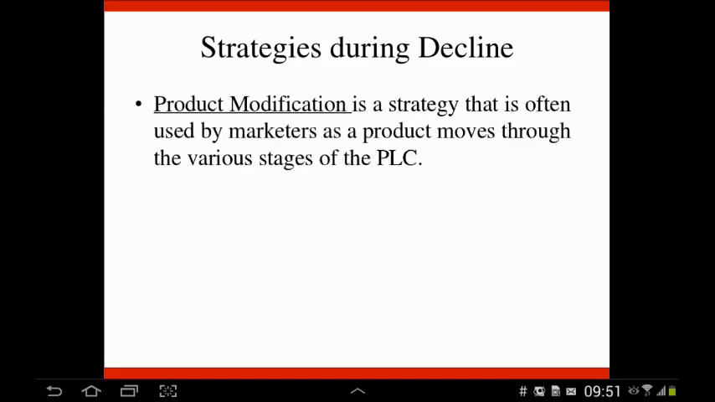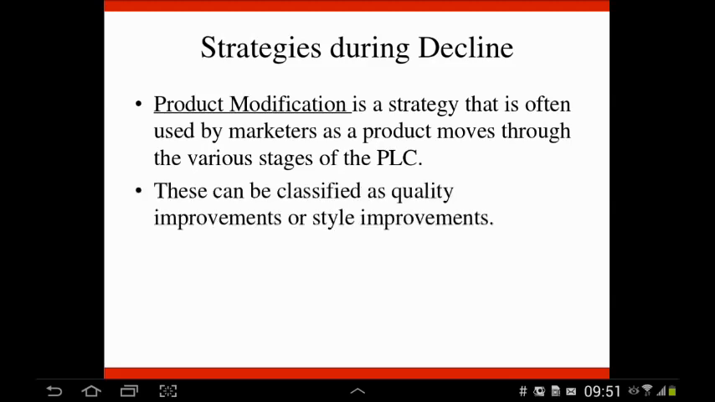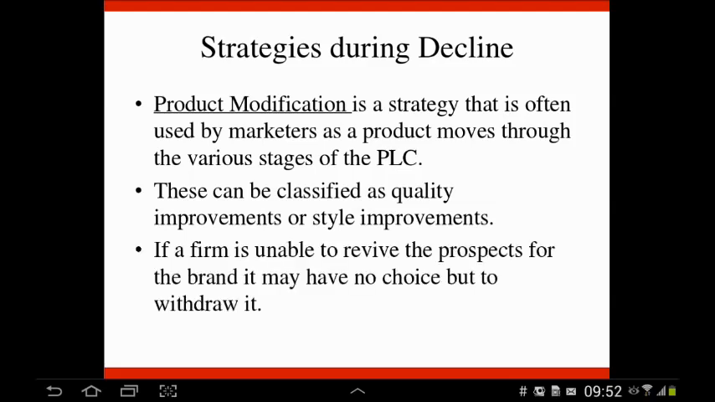Okay, so product modifications is an important strategy used through all the stages of the PLC. And they can be quality improvements or style improvements. So making the product function better or look better. And even though you can do this during the decline phase, if you can't revive the prospects of the brand, if you can't make it sell better, you have no choice but to pull out, withdraw it, and sell your assets.